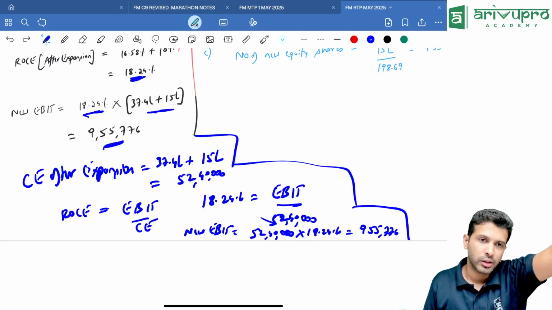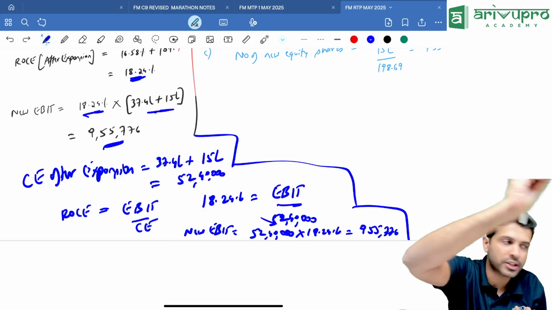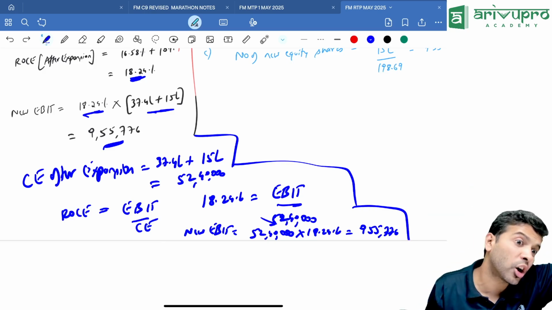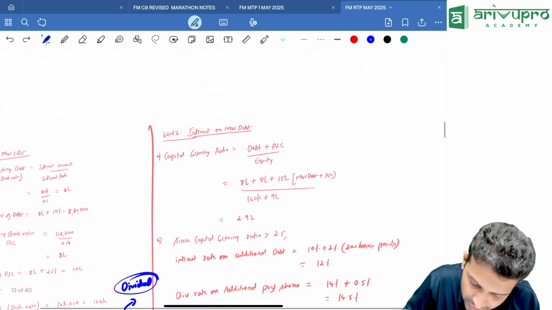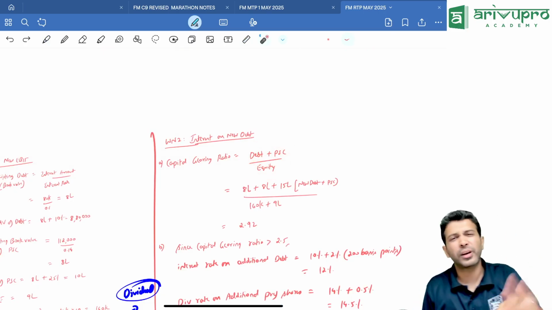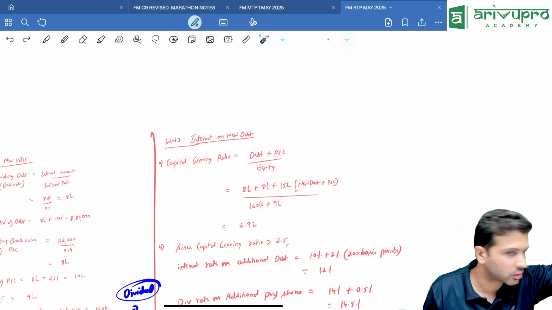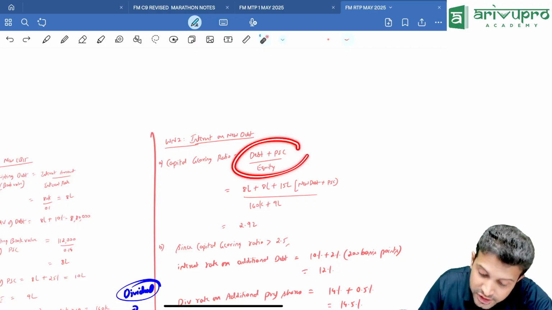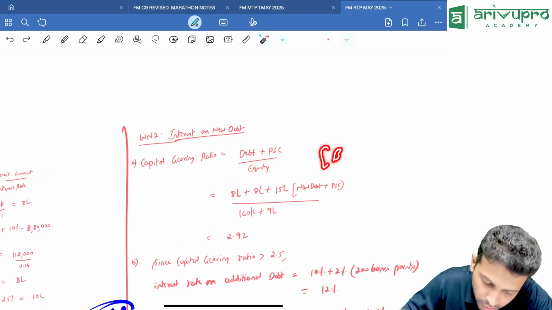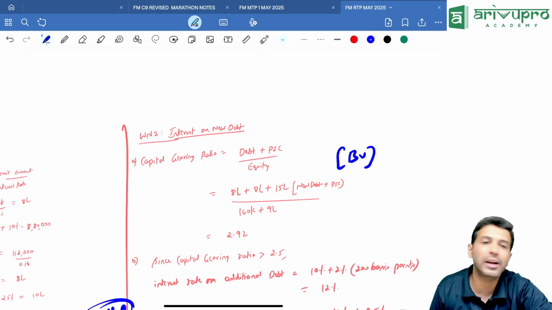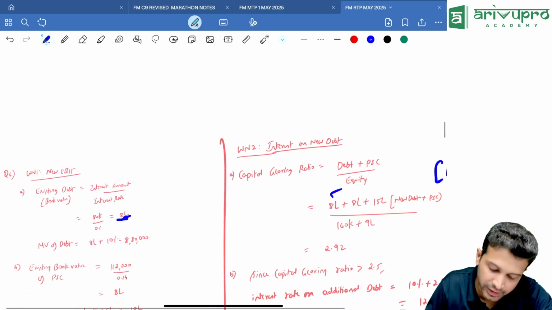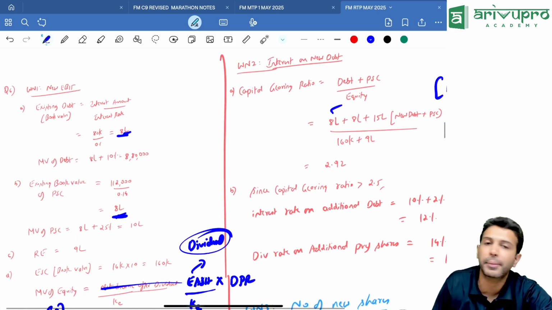Capital gearing ratio means using fixed cost instruments to increase the equity return. So the numerator will be fixed cost instruments. What are the fixed cost instruments? Preference share capital and long-term debt. The denominator is equity, you can call it equity share capital plus reserves and surplus, or you can call it net worth, whatever name. For this, should I take market value or book value? Book value. Do you know the book value of debt? Yes. How much? 8 lakh. We already calculated it here. The existing debt's book value is 8 lakh. The existing book value of preference share capital is 8 lakh.